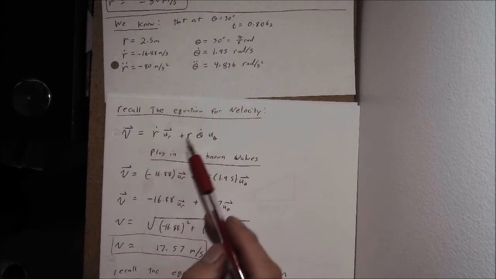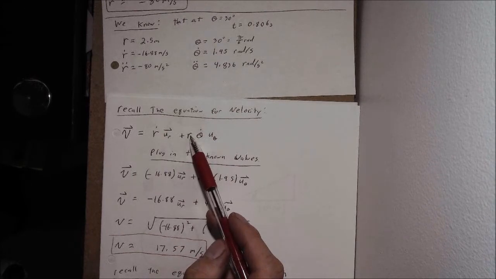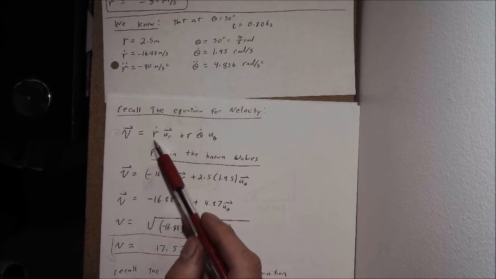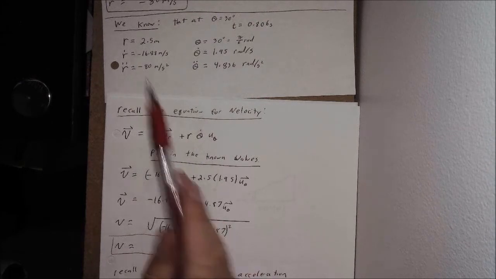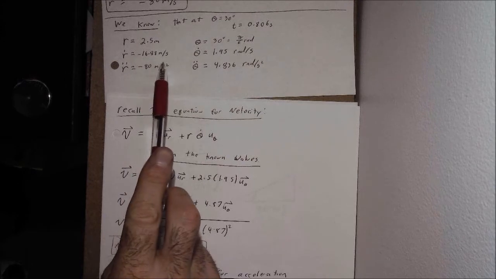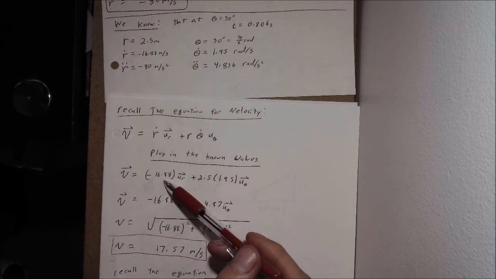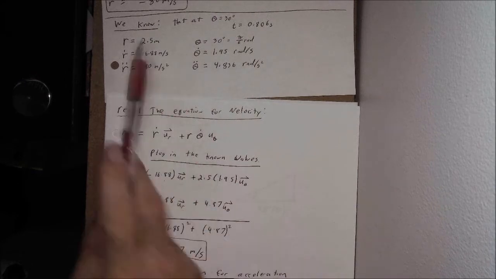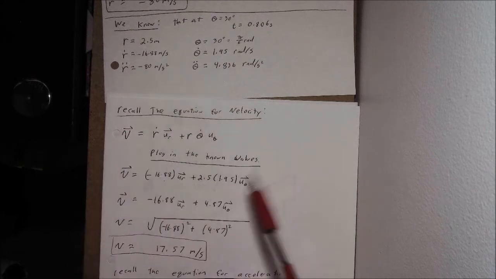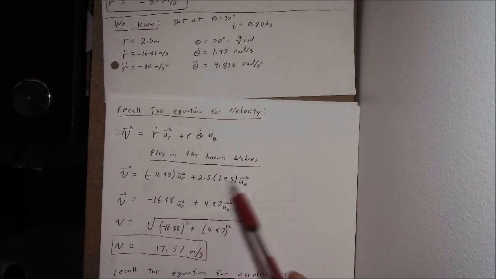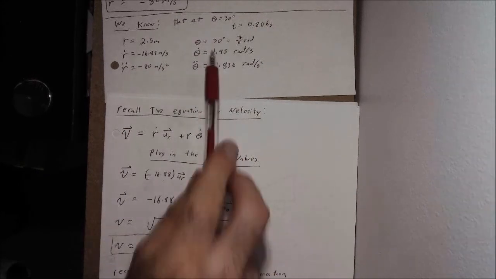So I have this expression now that I can start plugging into. I have a value for my r dot now that I've already solved for. I can simply look up above here, my r dot, negative 16.88 meters per second. I can plug that right in there. I have an r value of 2.5 meters, and I can plug that in right there. And I have a theta dot value here of 1.95.